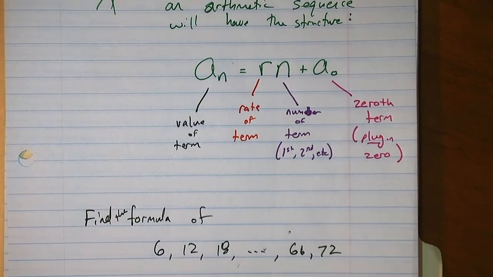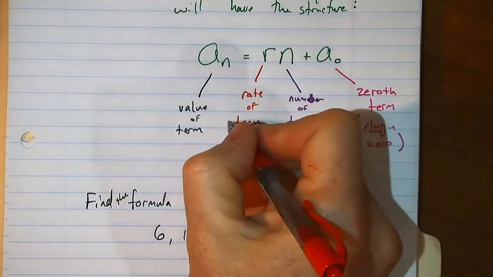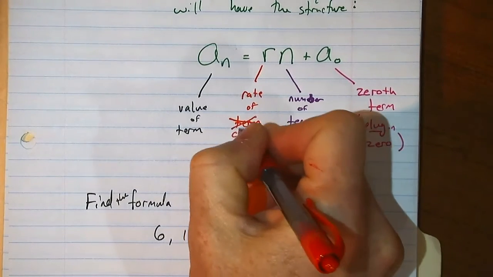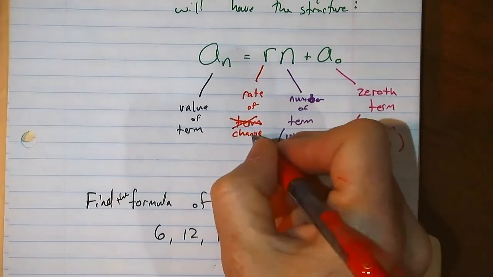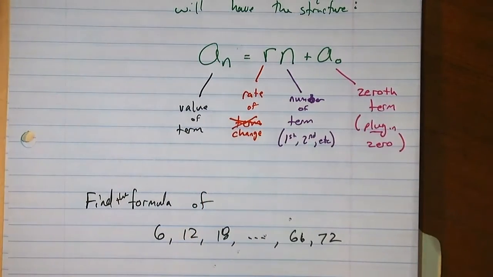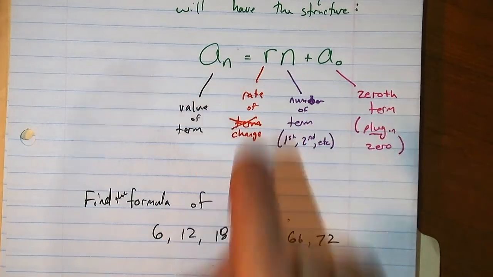All right, so one thing that I'm going to need to know is rate of change. Ooh, I said rate of term. What is that all about? Rate of change. I know I said rate of change when I wrote it, but I wrote rate of term. Okay, rate of change. Make sure you've got the right thing in your notes. All right, so the rate of change is how much the value goes up when you move one spot.